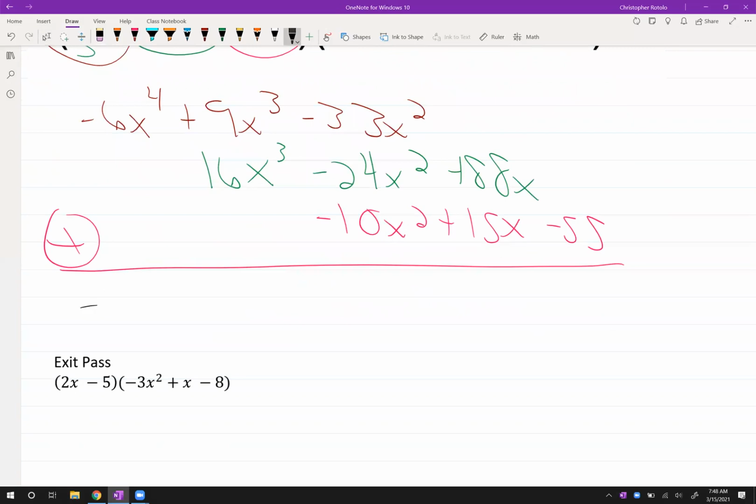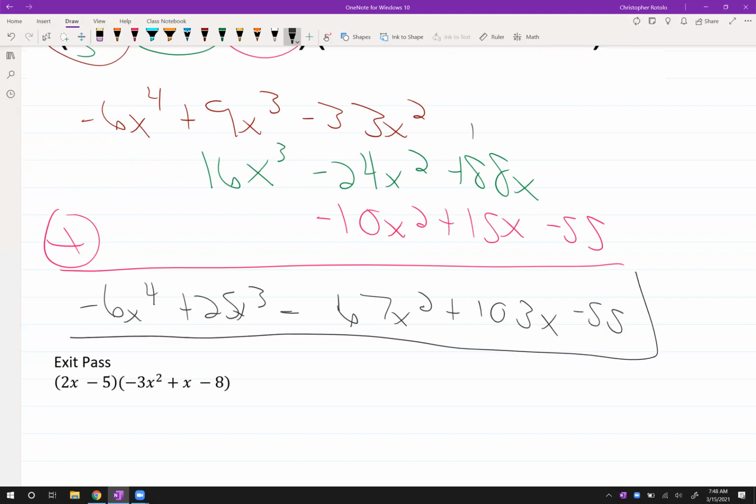So I get negative 6x to the 4th. We're going to add together our x cubes, so that's 25x cubed. This is all negative, so I get to add it together. We get 7. All right, so it doesn't carry over. x squared. What do we get over here? 5, 6, 67 x squared plus, let's see here, we're going to add these together. I'm going to carry that over. I got a 13, 103x minus 55. And that's the whole thing, guys.